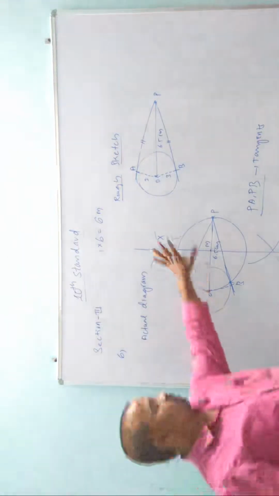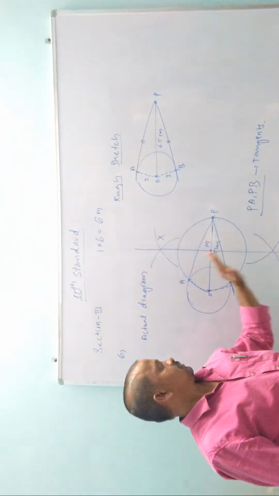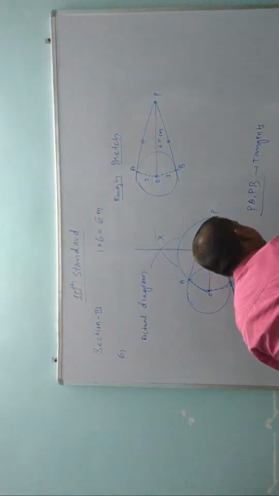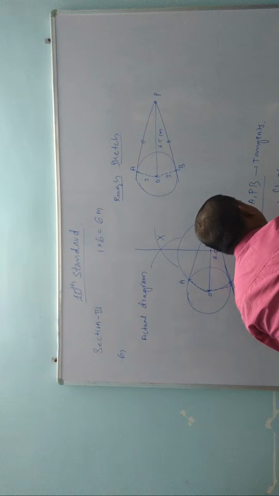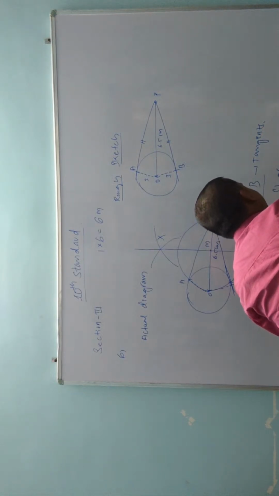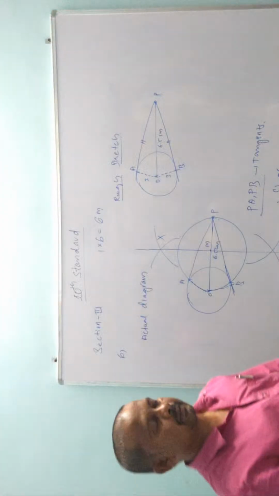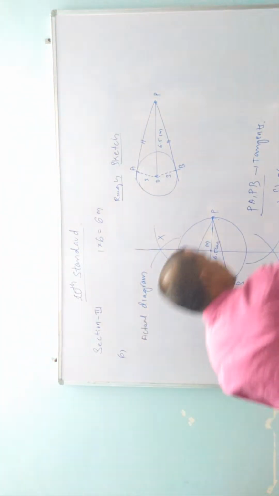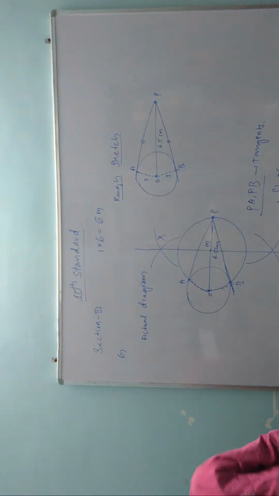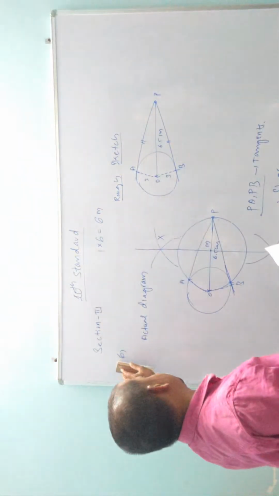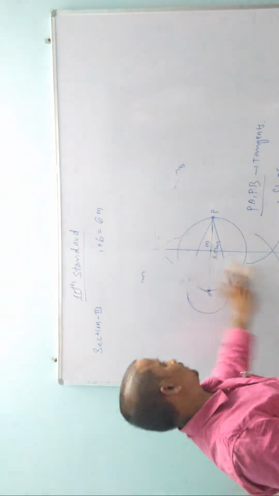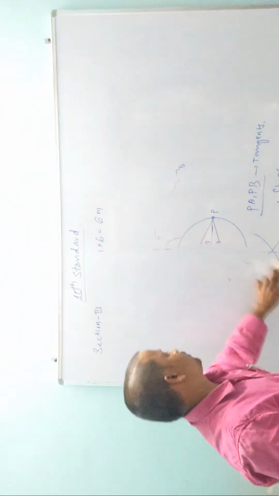So that is how we constructed it. Similarly, we also have to write the construction steps, at least 6 to 8 points. Next, the last question, the 7th question. We have to attempt only one, but they give a choice.